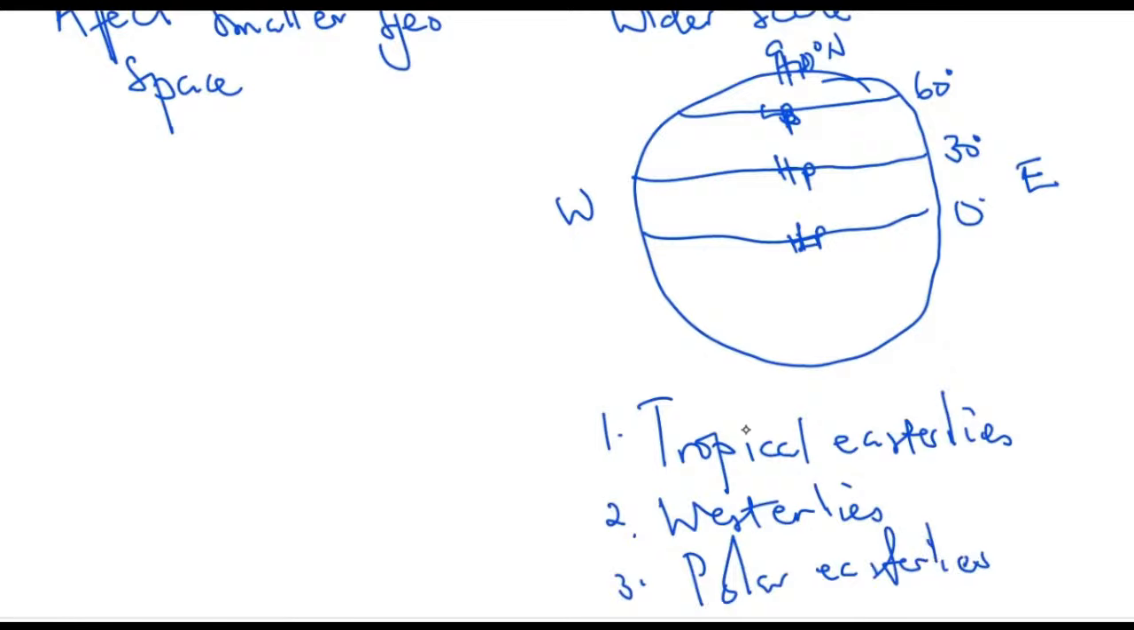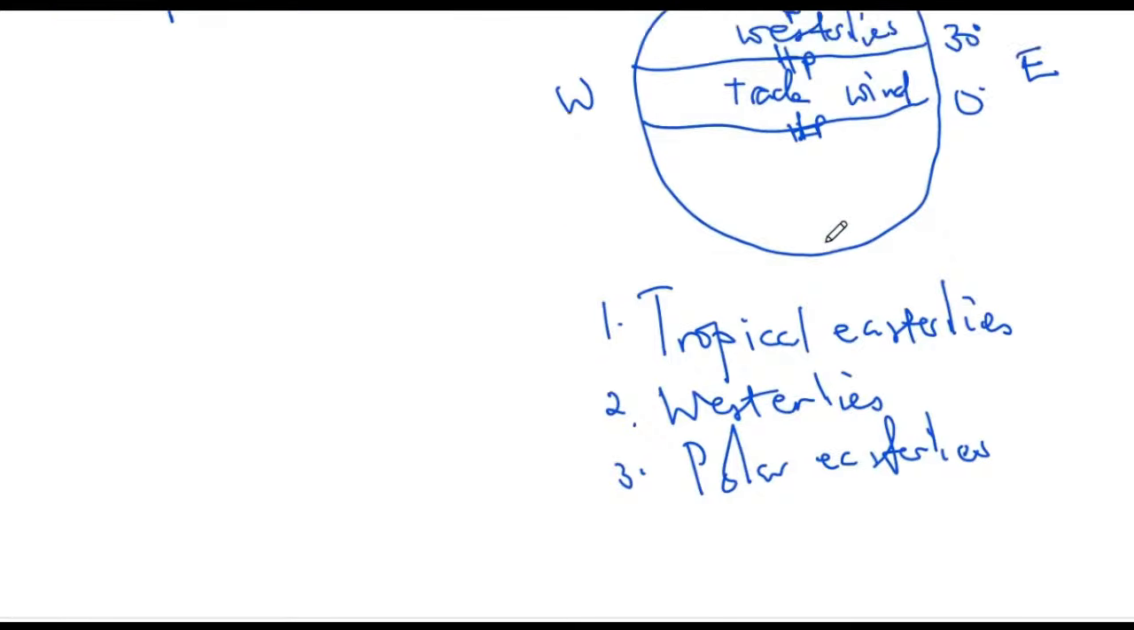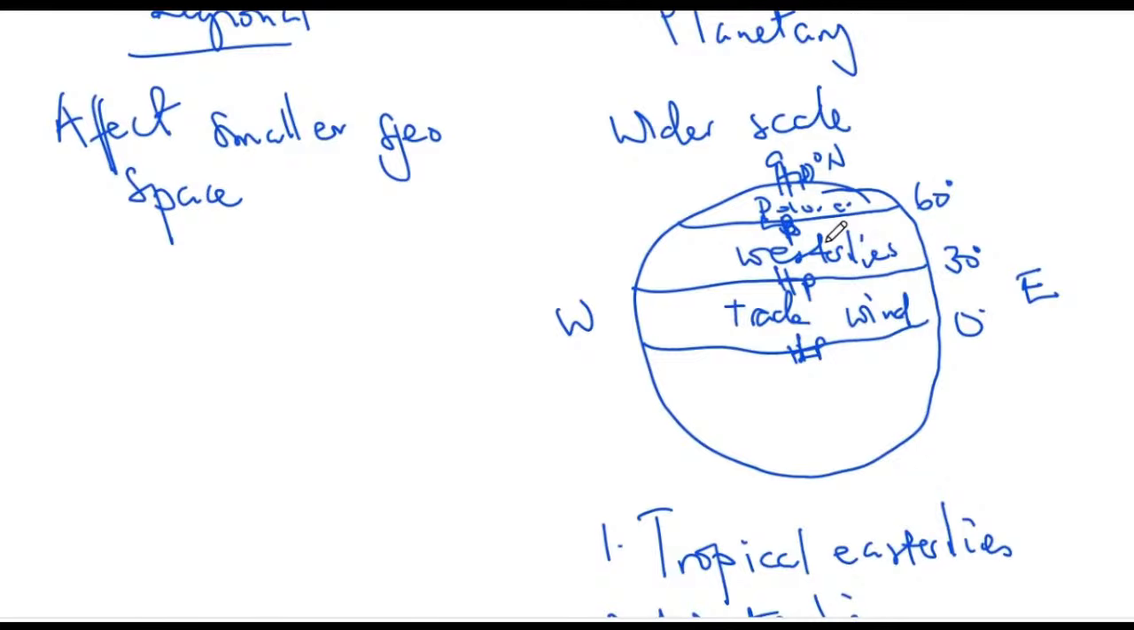They happen on a bigger scale, like from between 0 to 30. This is a belt of the trade winds or the tropical easterlies. And this is a belt of westerlies from 30 to around 60 to the north and to the south. This is a belt of the polar easterlies from 90 to around 60 degrees north and south. So those are our planetary winds.